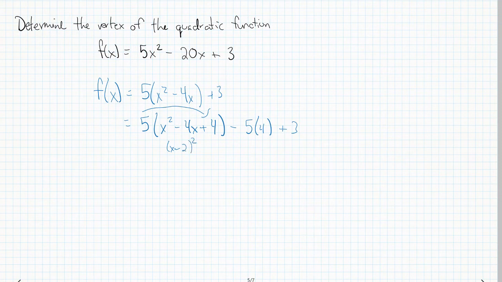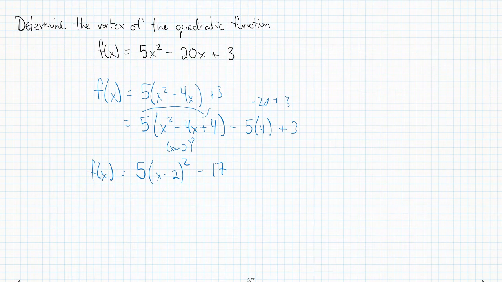Okay, so we have f of x equals 5, and then it goes x minus 2, the quantity squared, and then notice this is minus 20 plus 3, so that's minus 17, and that's our final answer for completing the square, right? Or I shouldn't say final answer. So what does this mean as a vertex?